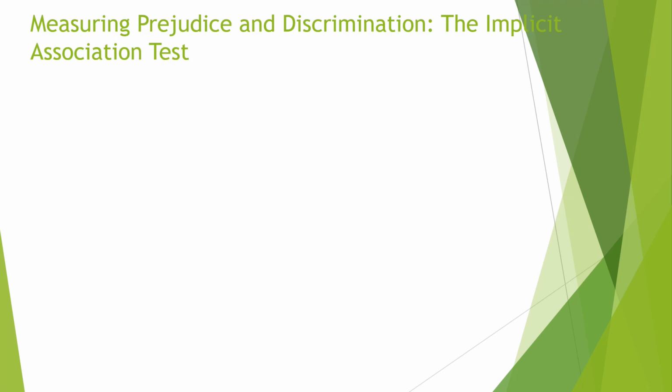When we look into measuring prejudice and discrimination in a scientific study, we're going to run research on it, get data, and analyze that data. So we're talking specifically about a test called the Implicit Association Test, or the IAT. This is the test that is done on discrimination and prejudice.